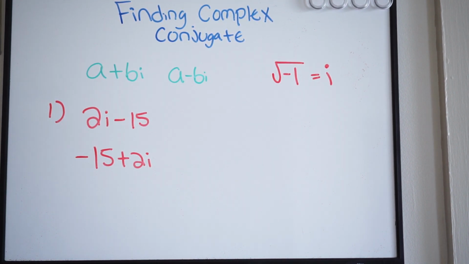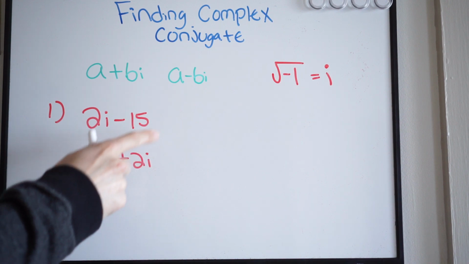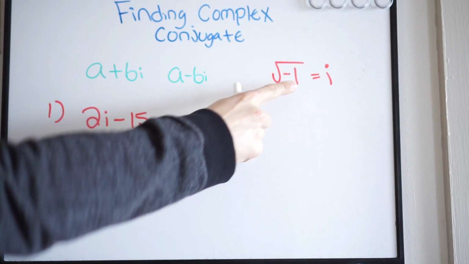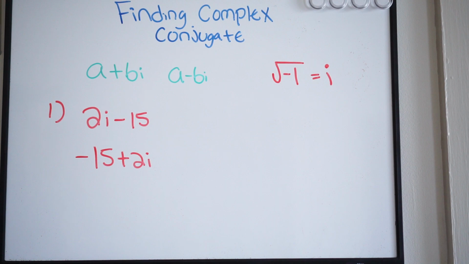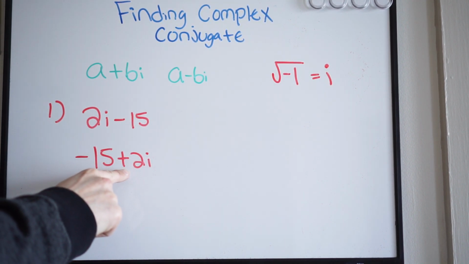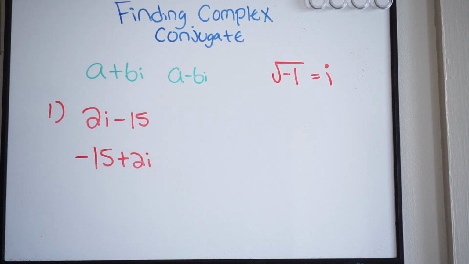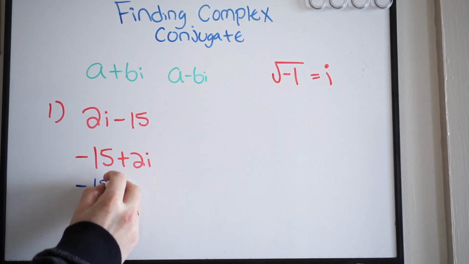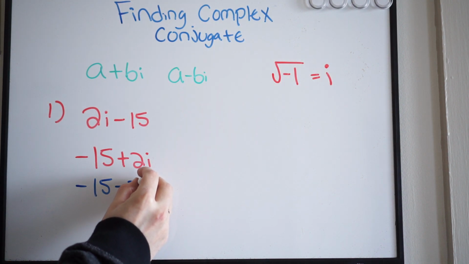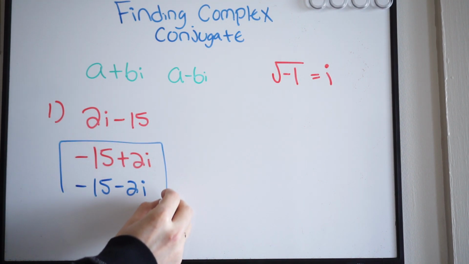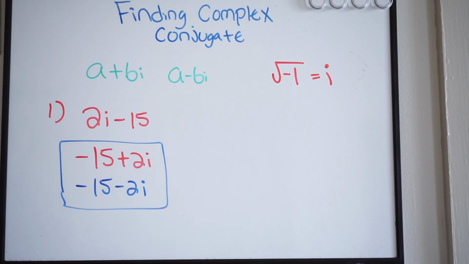Now recall that i comes from a square root. And we know that a square root is always going to be plus or minus. So knowing this, if we have a plus 2i, we also must have a negative 2i. So the complex conjugate here is simply just going to be -15 minus 2i. And that is it. Let's try another example.